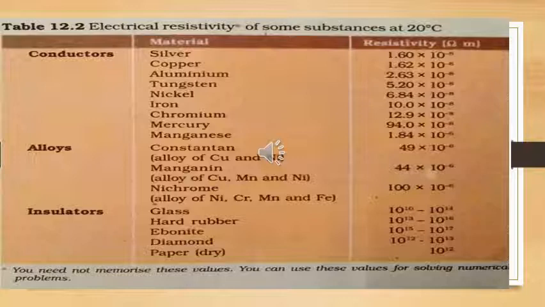Alloys like Constantan, alloy of CuNi, manganin, alloy of CuMn, and nichrome, alloy of NiCrFe. And insulators are glass, hard rubber, ebonite, diamond and dry paper, because they have the highest resistivity. Dear students, you need not memorize these values. You can use these values for solving the numerical problems.